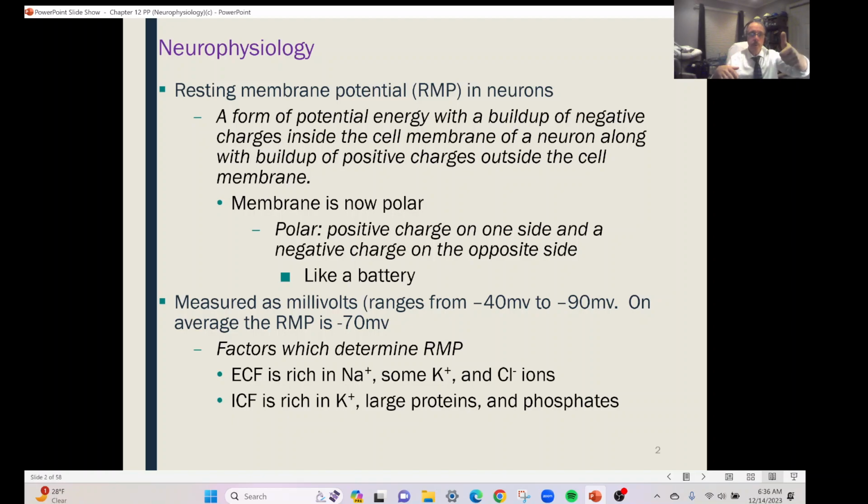Both batteries, whether it's a AA or your car battery, have stored energy. It's potential energy that we can use. And we say those batteries are polar. Okay, so that's what polar means. There's a positive charge on one side and a negative charge on the opposite side. So let's take a look at a picture and then come back to this sentence one more time.